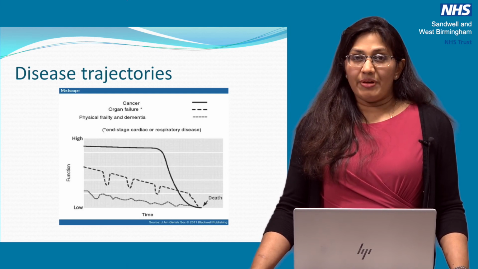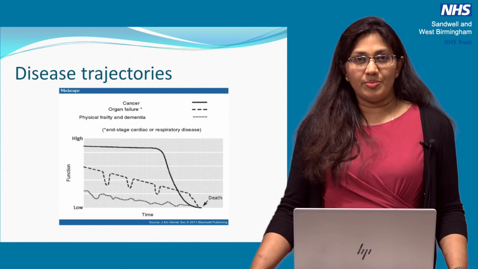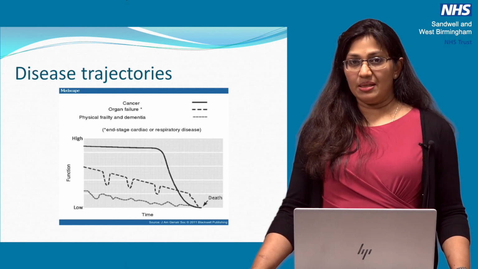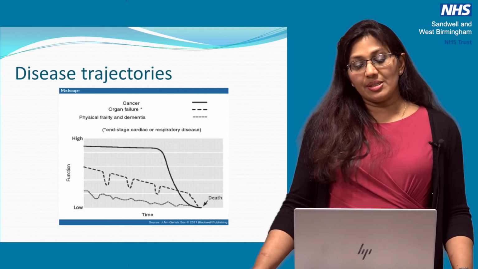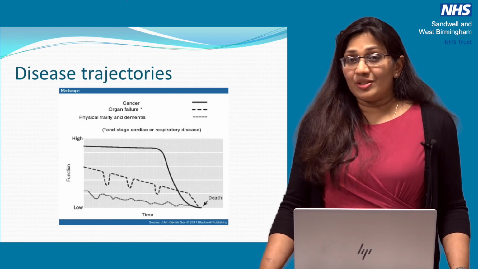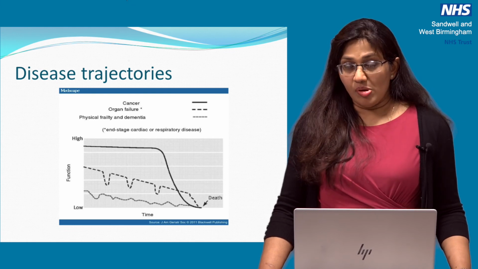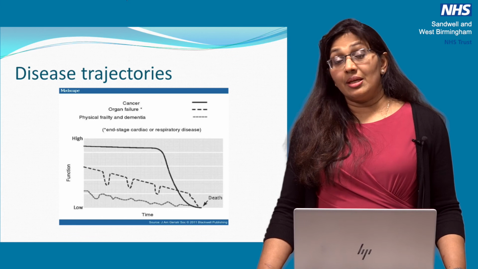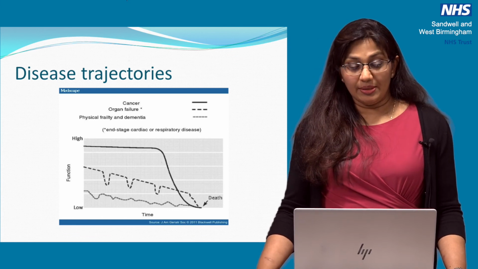In cases such as frailty and dementia, it's harder to prognosticate. It's harder to tell when exactly they might be approaching dying. So it's just for us to understand that we're never experts in saying exactly when things will go wrong. However, the closer people get to the end, the better we are at prognosticating.